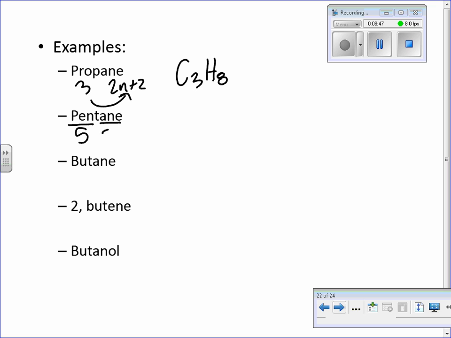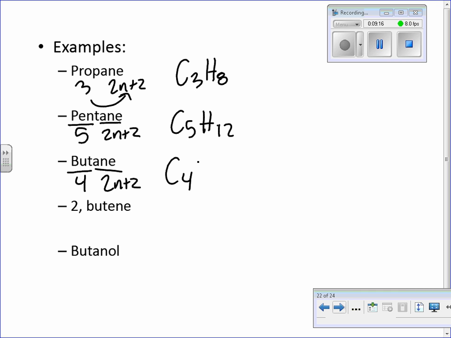And then we have pentane. Pent is 5. Ane means we're going to use 2N plus 2 as our formula. So we have C5, H10. And then we go to butane. But is 4. Ane, 2N plus 2. So we have C4. Oh, I'm sorry. This is actually 12. 2N plus 2, 10 plus 2 is 12, and the pentane one is H10. Sorry.